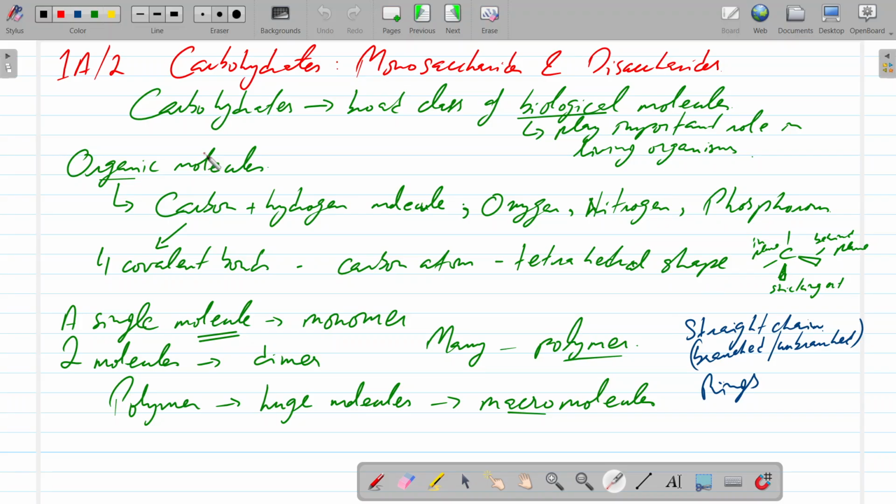Now, as for carbohydrates, a single molecule, the term used for it is a monomer. If there are 2 molecules, a dimer, and many of them, a polymer. These are general names, but the specific name of the type of molecules, saccharide, is what's used for carbohydrates. So instead of monomer, you're going monosaccharide. Instead of dimer, you're going disaccharide. And instead of polymer, we'll come to that, but you will have polysaccharides.